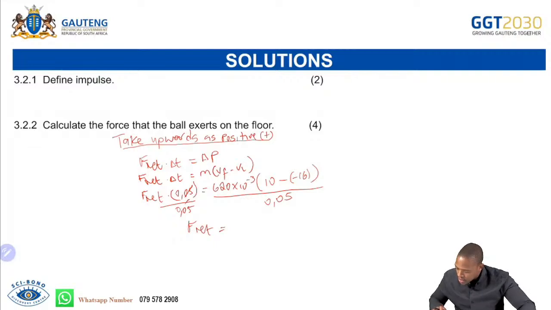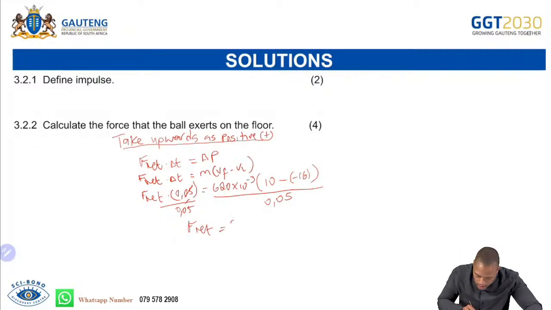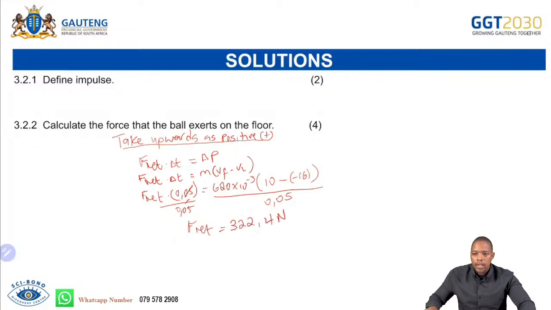I'll find that the force exerted is what? 322.4 newtons, right? But now we ask that question, does it make sense? And the answer to the question this time around is no, because they are looking for the force on the floor. We say up is positive, the force is positive. So this cannot be. So how do we deal with this issue? Well, we know according to Newton's third law of motion that the force that will be exerted on the floor will be equal to the force exerted on the ball. So this 322.4 is the force exerted on the ball.